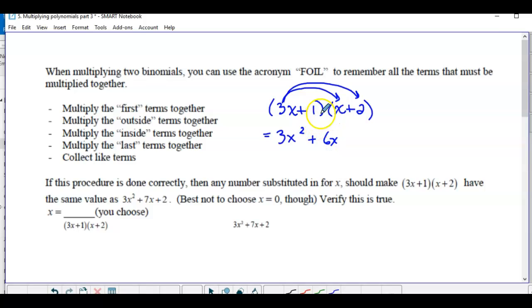Then the inside terms. That means the terms that are closest to each other within each bracket. So that would be plus 1x, which is just x. And then the last terms of each bracket together, so that would be 2. And then the only like terms are these. So that's where you get 3x squared plus 7x plus 2.